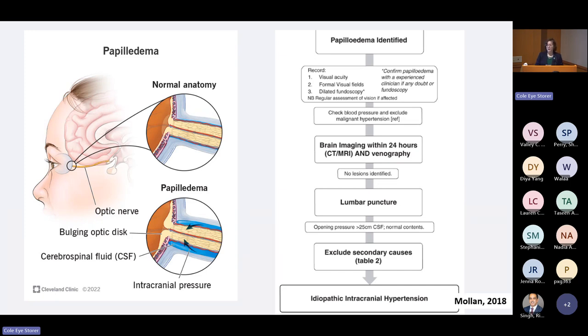And then that cerebral spinal fluid also has to be clean in the sense that there's no other signs of infection or disease as well. And then if you meet all that criteria, then you will get the diagnosis of IIH.